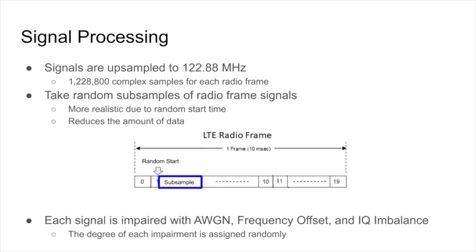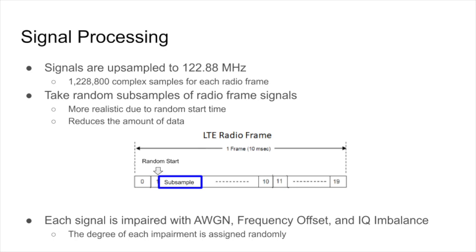So after this, we took a random subsample of each radio frame signal. So we did this for a couple of reasons. The first being it's more realistic due to a random starting time. So in the diagram, if this was a radio frame signal of 10 milliseconds, we choose a random start time to start sampling it. And it also reduces the amount of data as the second reason, because we're taking a subsample of the entire signal. So basically we take a random start point and we take a subsample of some duration, and then based on that chunk of the signal, we would try and classify what class the signal is.